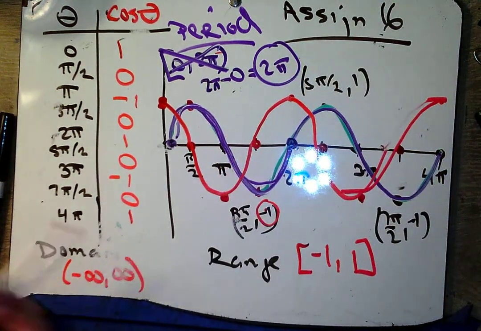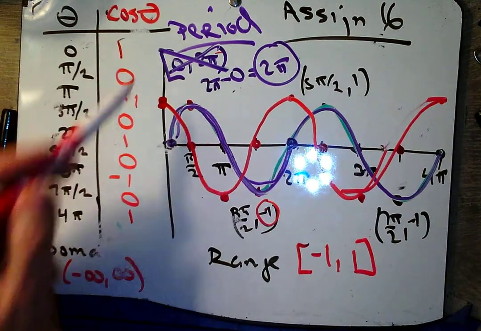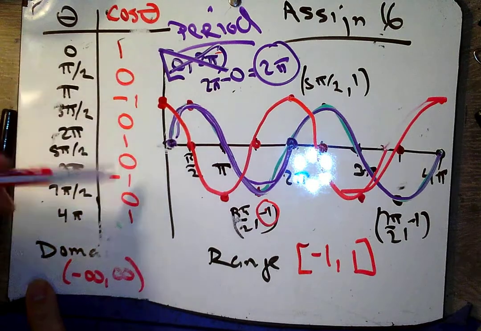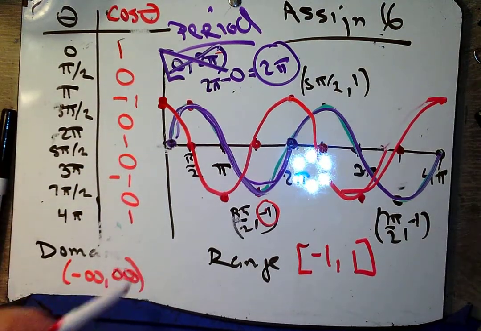All right. So, what's the domain of the red cosine graph? Well, just like sine, I could just keep putting numbers in. So we're going to have negative infinity to infinity.